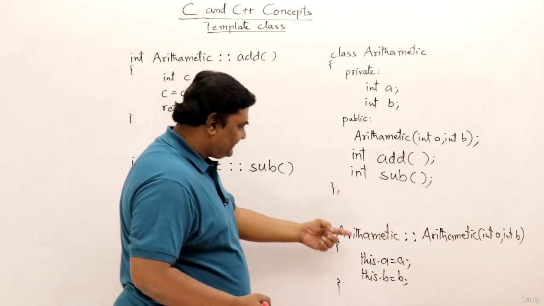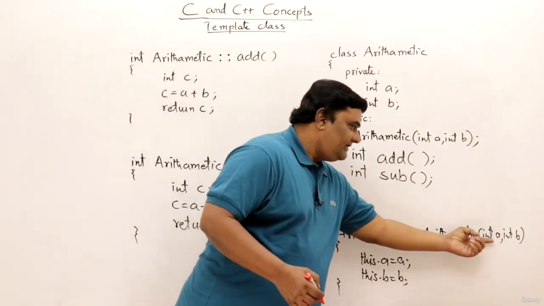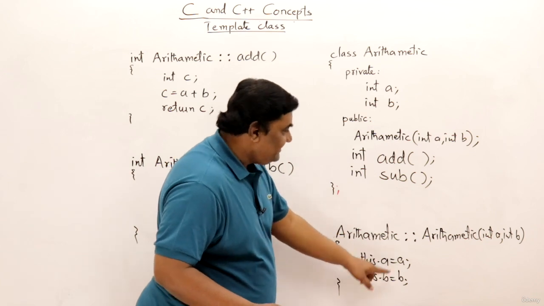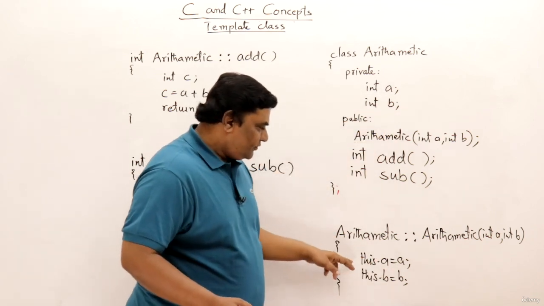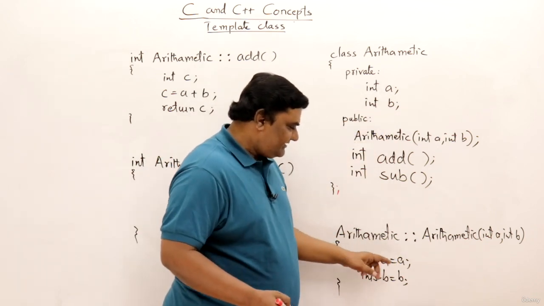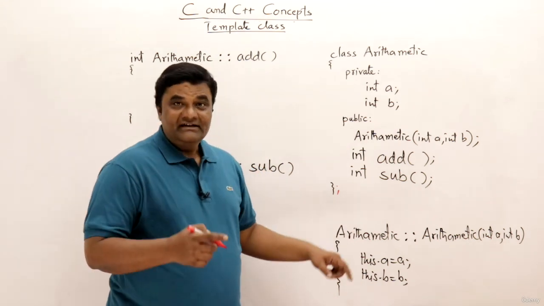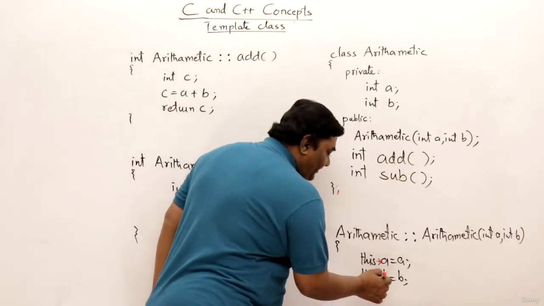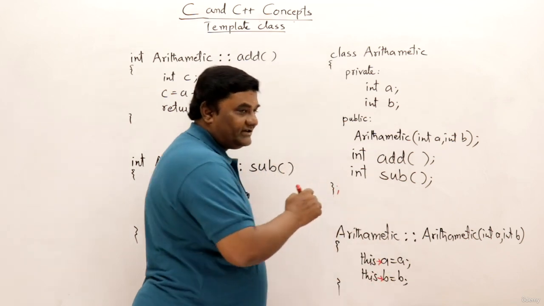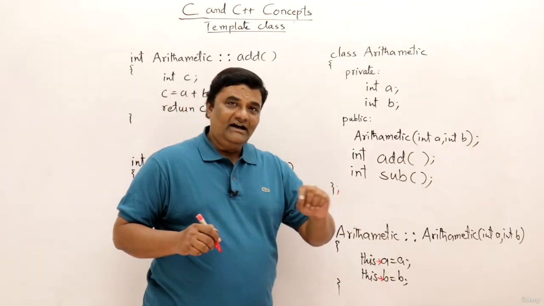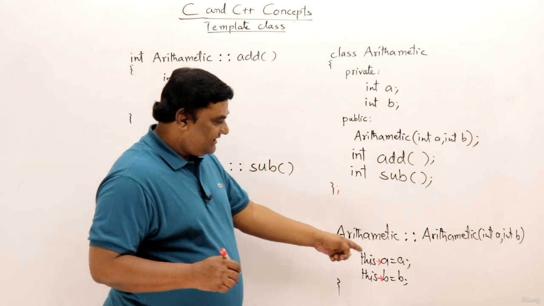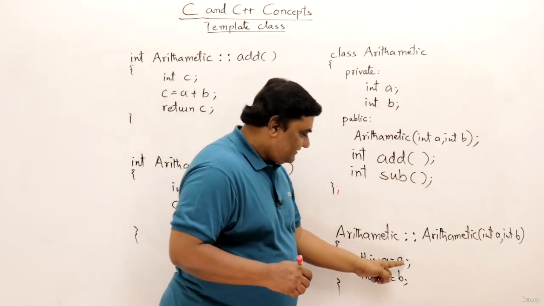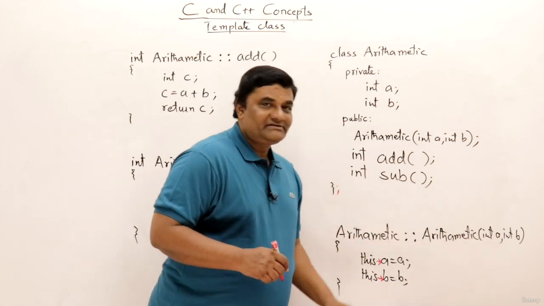Now if you look at this, first is the constructor, Arithmetic int A B. So A and B are parameters, and this A and this B are these A and B. To differentiate between them, since the names are the same, we have to say this A and this B, because this is a pointer to the current object, the same object. So arrow we use, this arrow A and this arrow B, and these two are parameters.